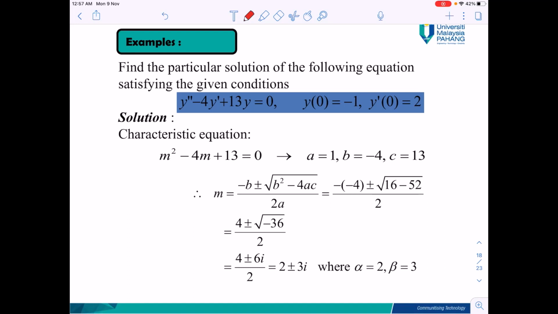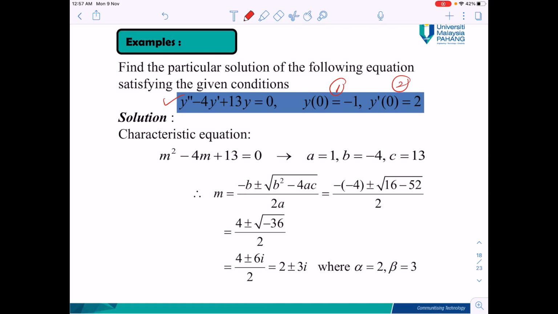Now we go to how to find the particular solution for this kind of differential equation. Find the particular solution of the following differential equation satisfying the conditions. Since this one is second order, this is a second order ordinary differential equation, so we need two conditions, this one is the first one, this one is the second one.